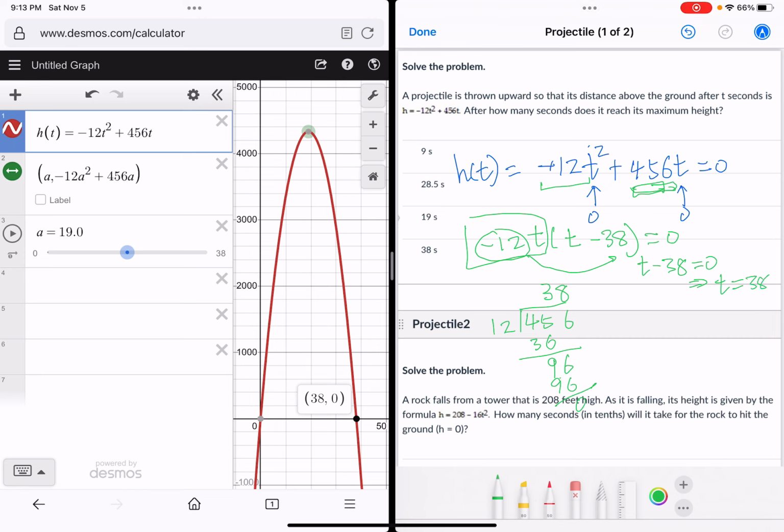Of course, negative 12t equals 0 will give you t is 0. So you know t is 38 seconds, and that's from here to here. But again, in the middle of 0 to 38 will be the highest point. Then it's going to be 19 seconds. Okay? So the correct answer is this one. All right? I'll see you next time.